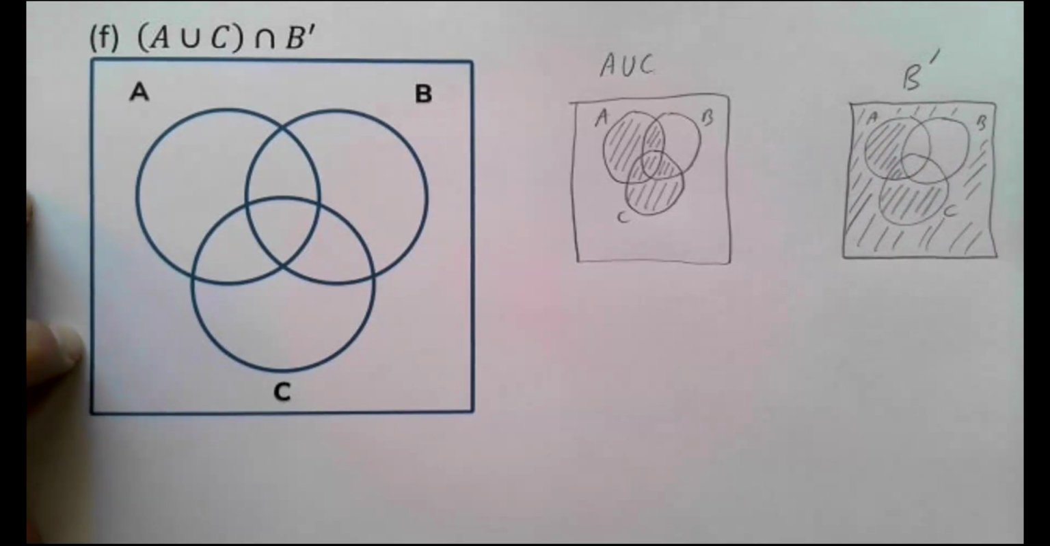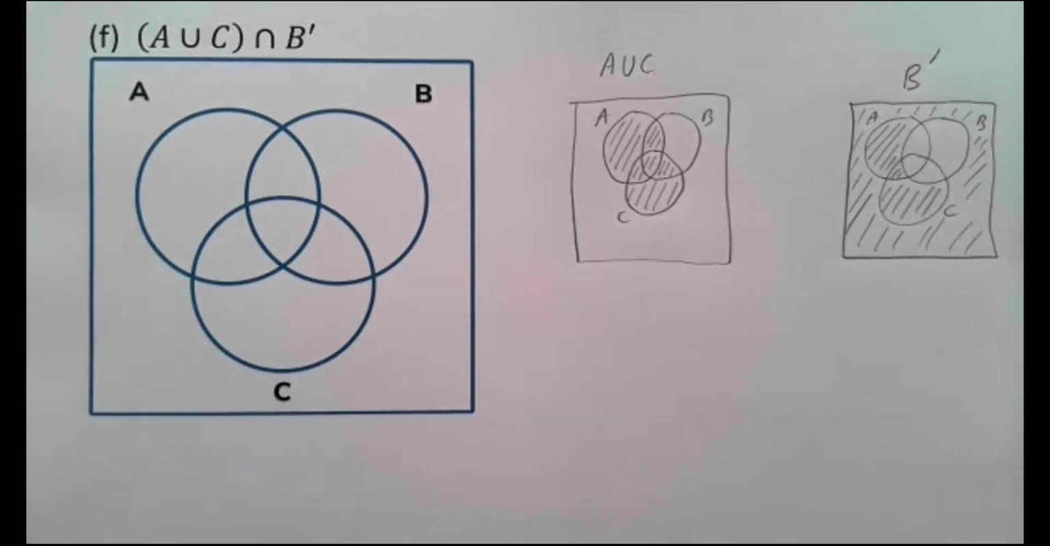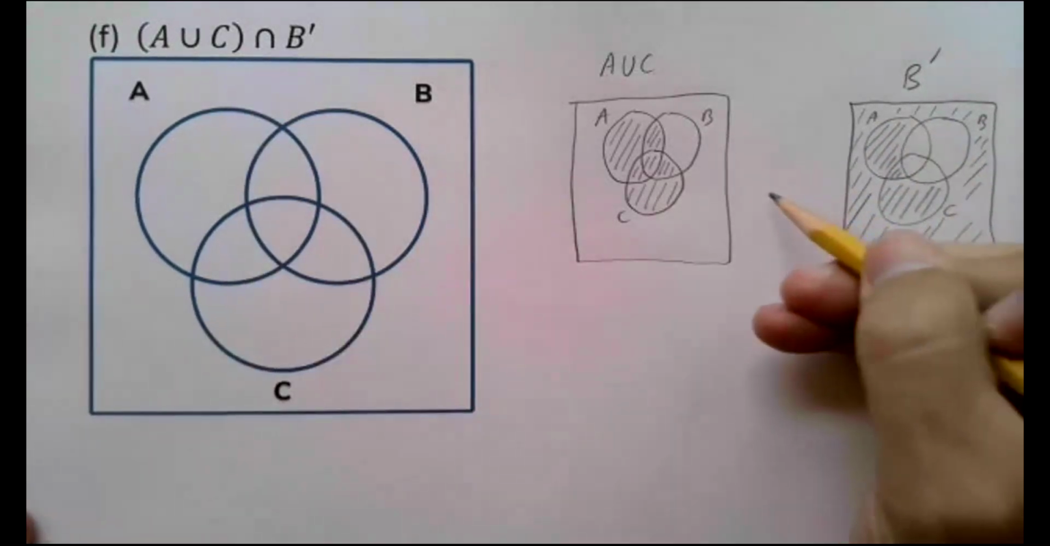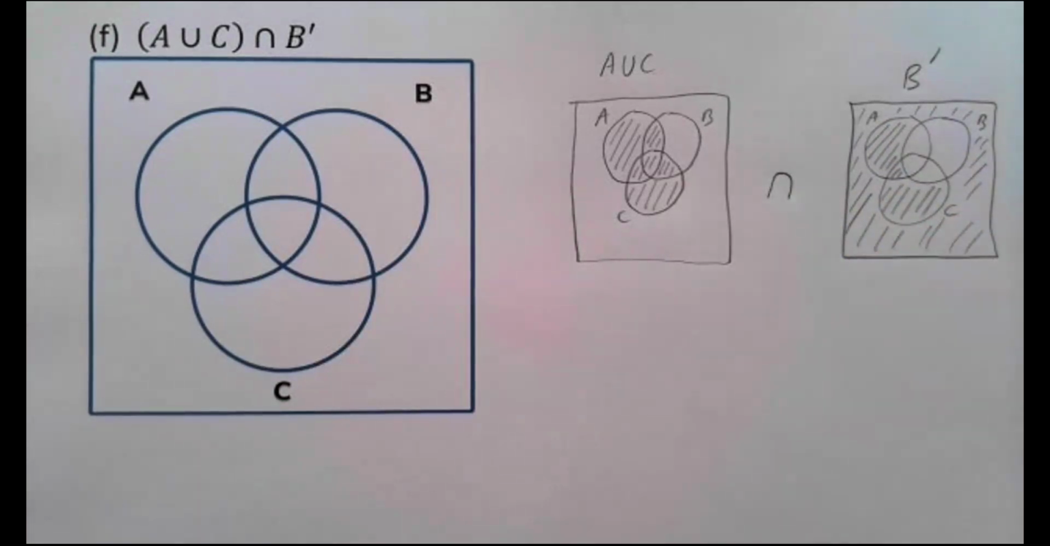That's what B complement would look like. I'm shading everything in the whole rectangle, but not the B circle, the opposite of the B circle. And finally, I need to intersect those two things. So we're going to intersect, remember, means take the overlap of these two things.